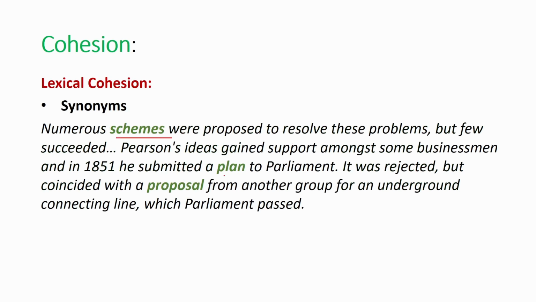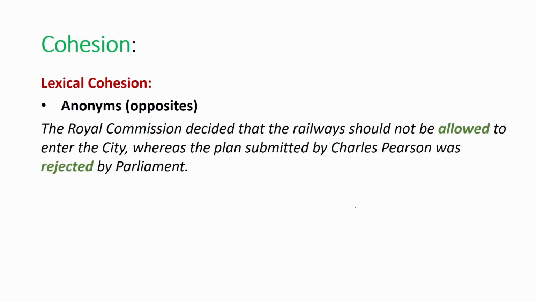In this short paragraph, we have three synonyms: scheme, plan, and proposal, that are used interchangeably to avoid repeating the same word. This is another way that you can use to improve the cohesion of your text. Next, we have antonyms or opposites. In this example from the text, we have the word allow and reject as opposites. Well, this is another way to improve cohesion.